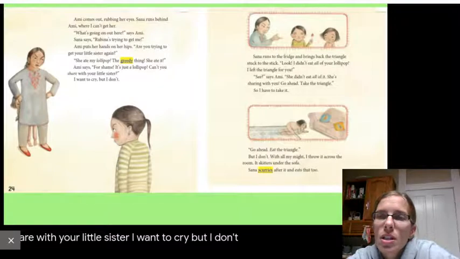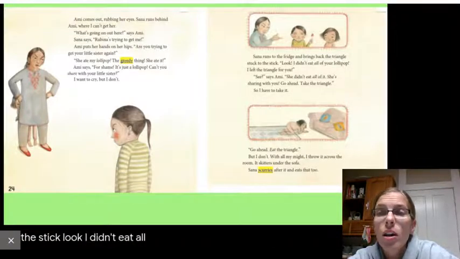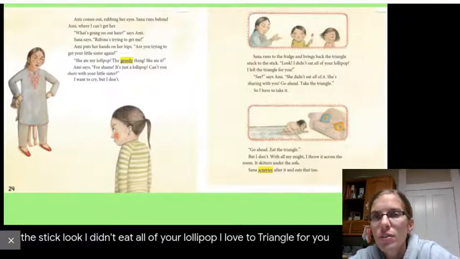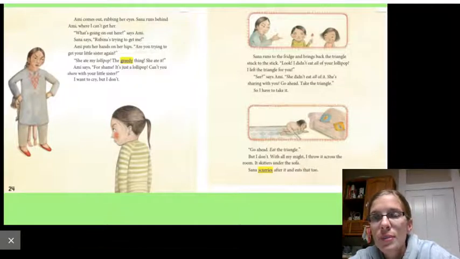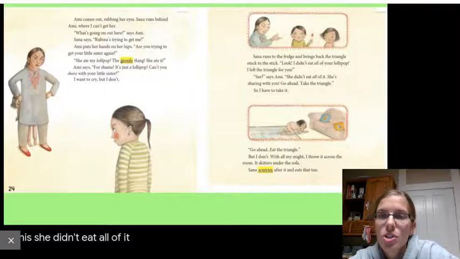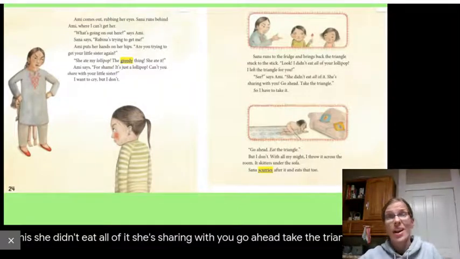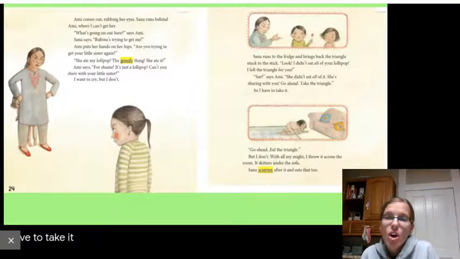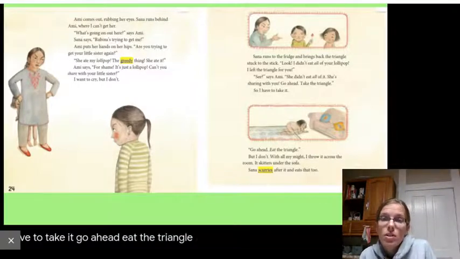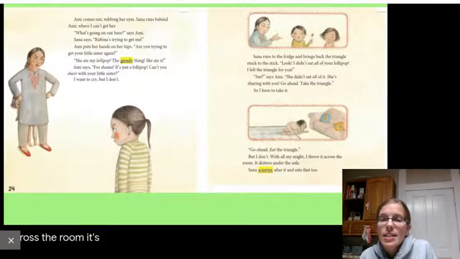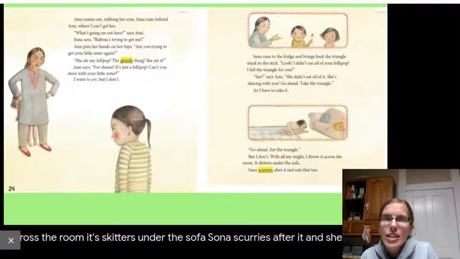Sana runs to the fridge and brings back the triangle stuck to the stick. Look, I didn't eat all of your lollipop. I left the triangle for you. See, says Ami, she didn't eat all of it. She's sharing with you. Go ahead, take the triangle. So I have to take it. Go ahead, eat the triangle. But I don't. With all my might, I throw it across the room. It skitters under the sofa. Sana scurries after it, and she eats that too.